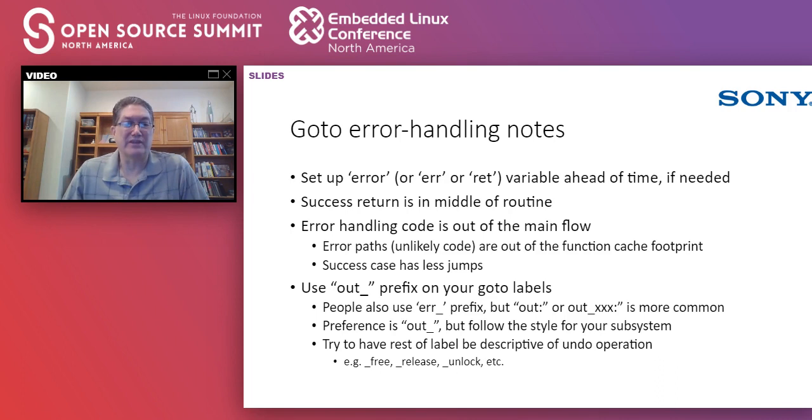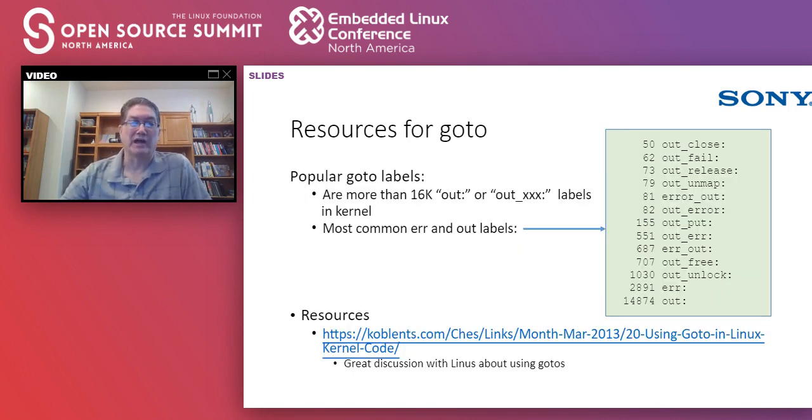And then the other thing about goto labels is to try to have the rest of the label be descriptive of whatever undo operation you're doing. So underscore free, underscore release, underscore unlock.